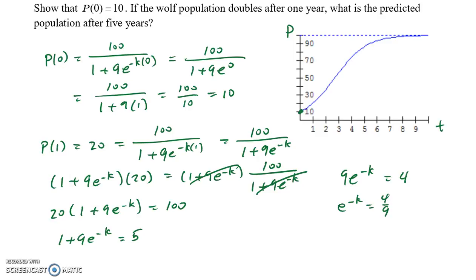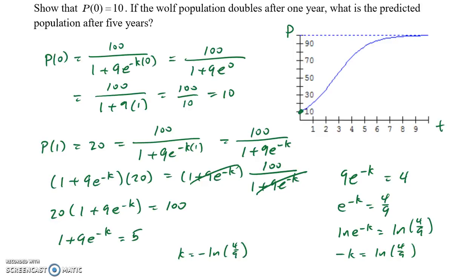And then to solve for k, take the natural log of both sides. So the natural log of e to the minus k would equal the natural log of 4/9. On the left-hand side, that's just going to give me minus k, since ln and e cancel. Then again, natural log of 4/9. And then if I multiply both sides by -1, I obtain k equals minus the natural log of 4/9.